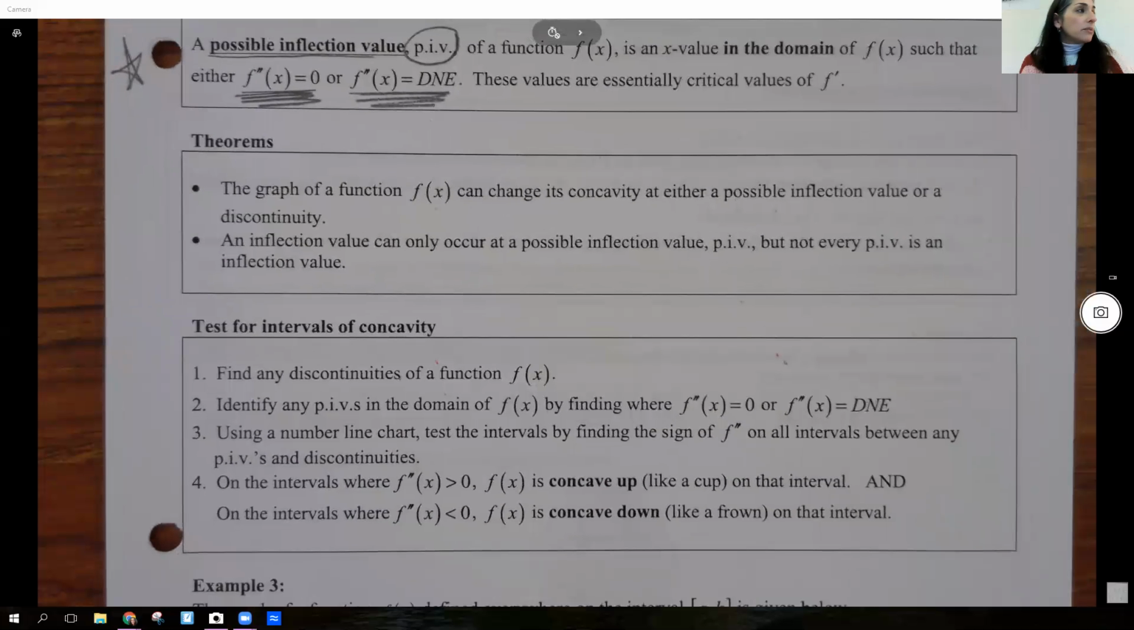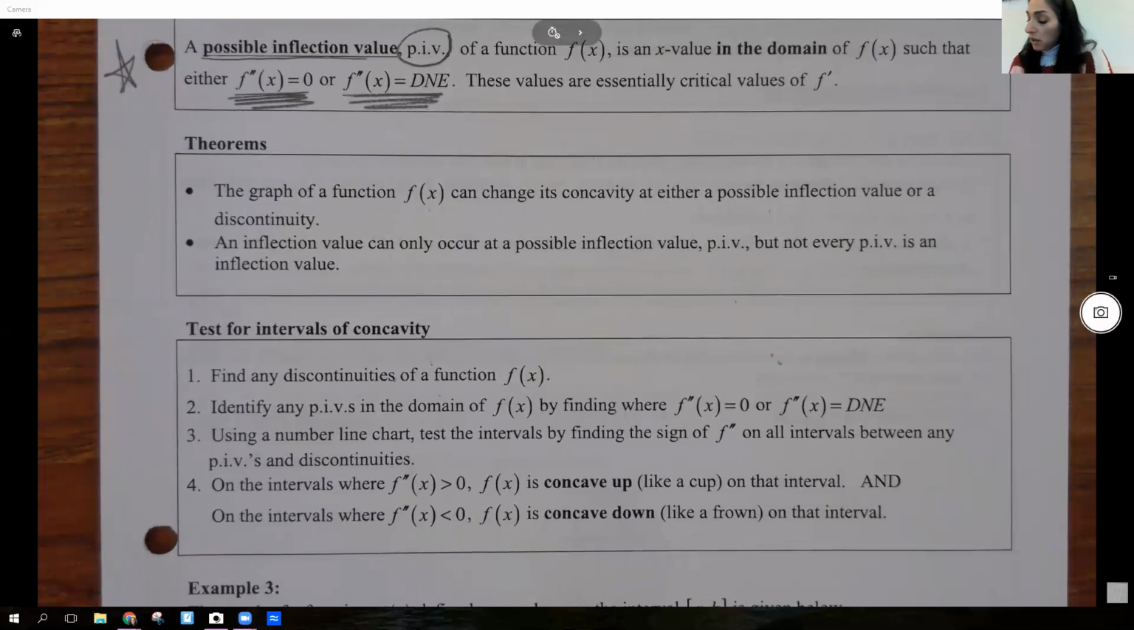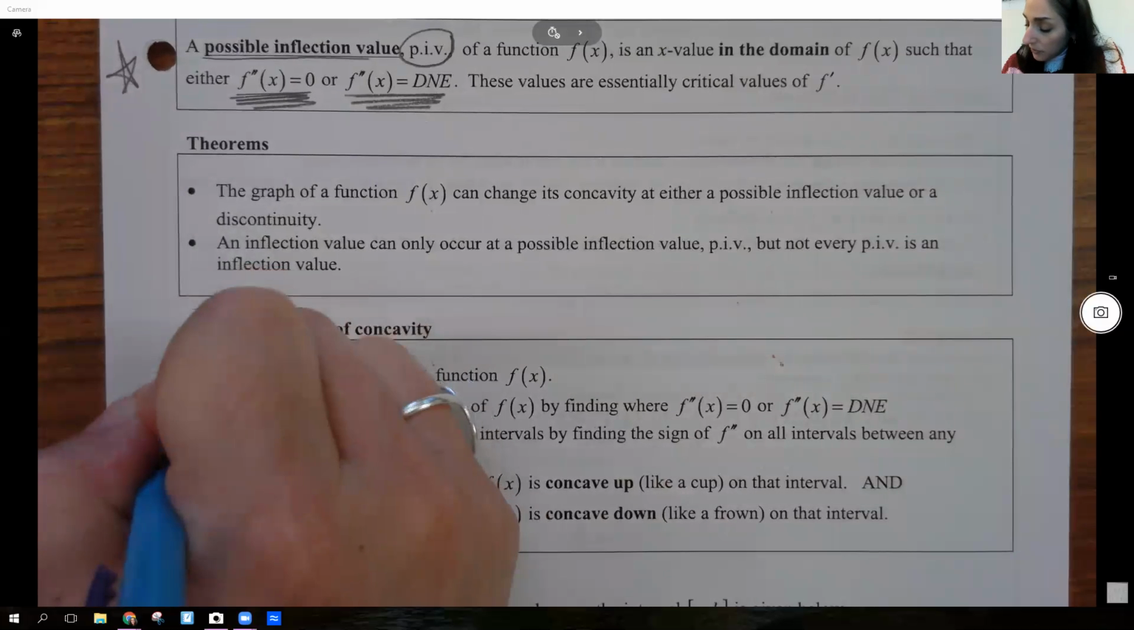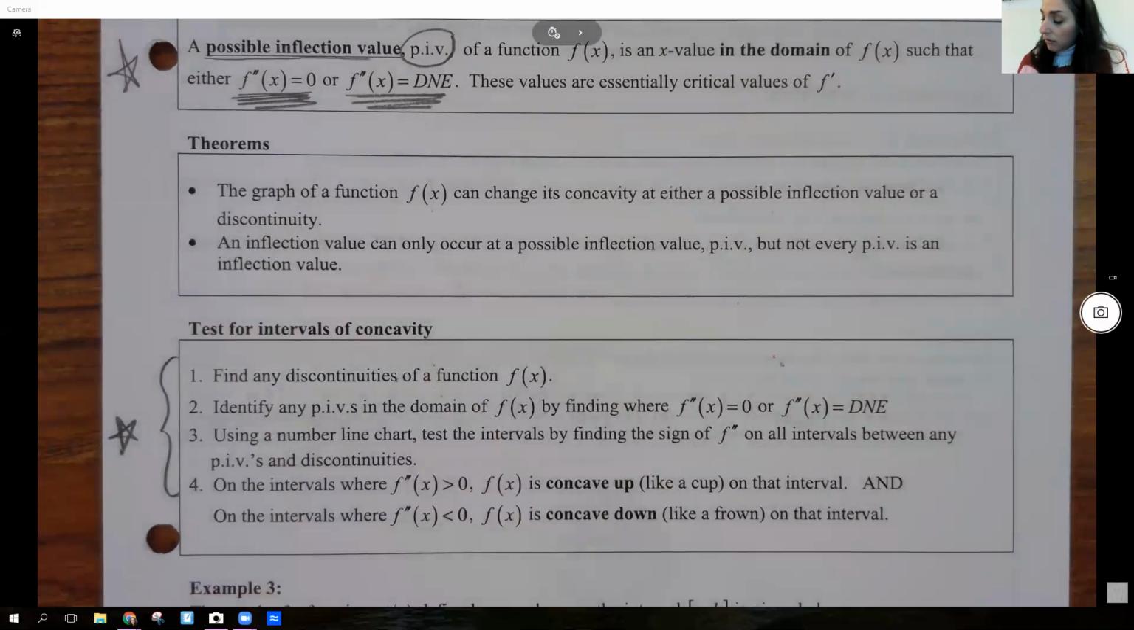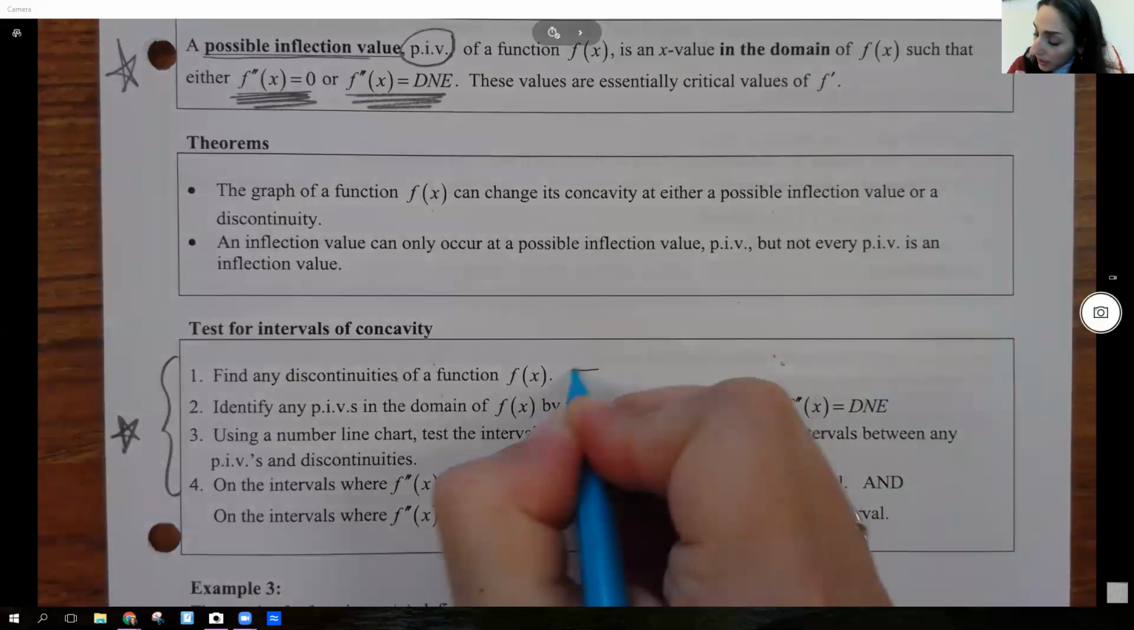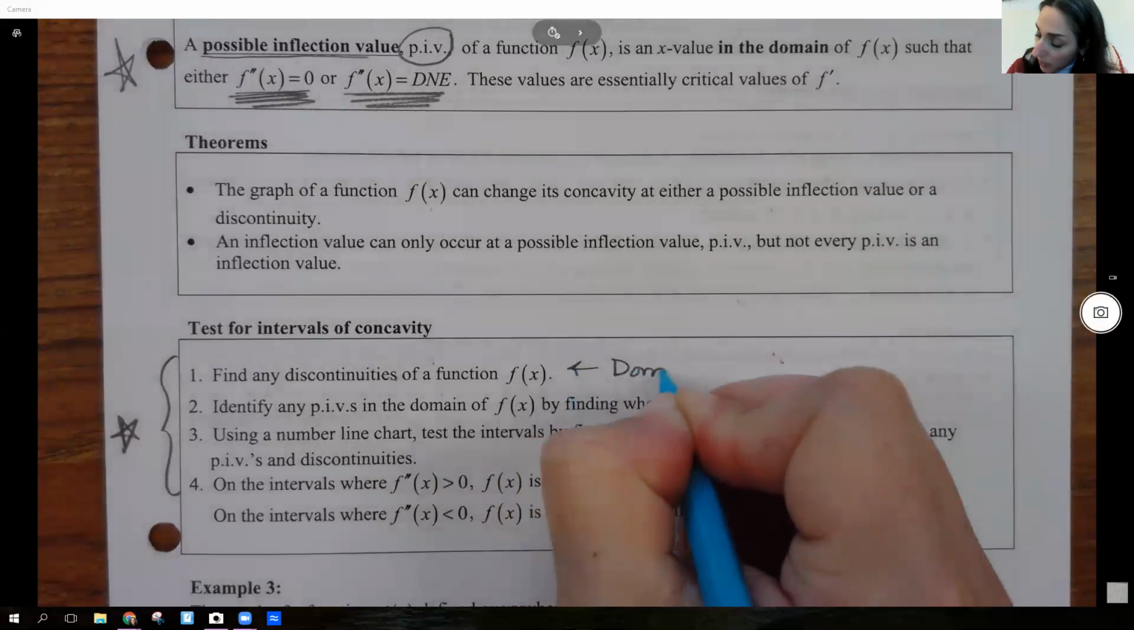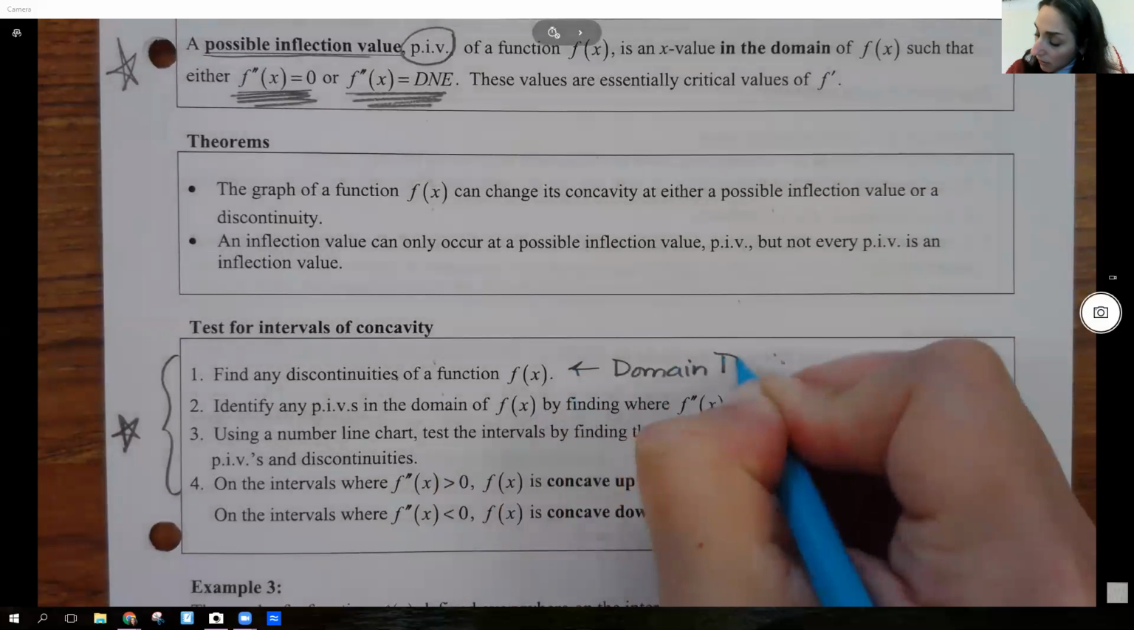I'm going to just put all this on the screen. The theorems are basically saying in words what we're already talking about. The test, these 4 steps would be good to have. This first step right here helps you figure out domain restrictions.